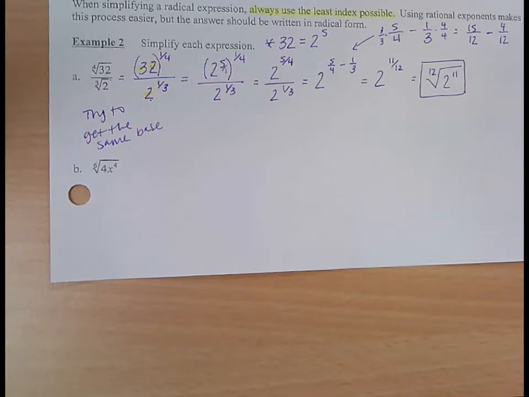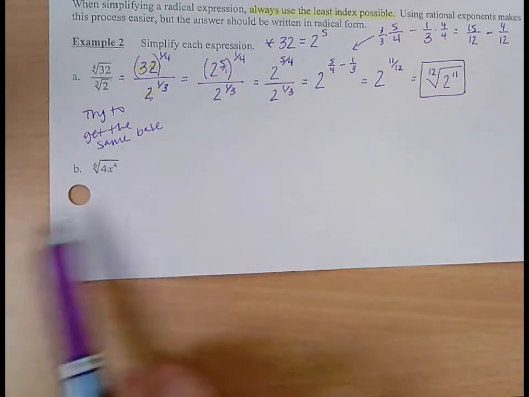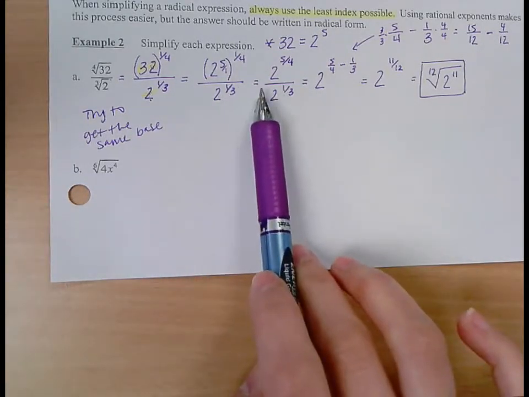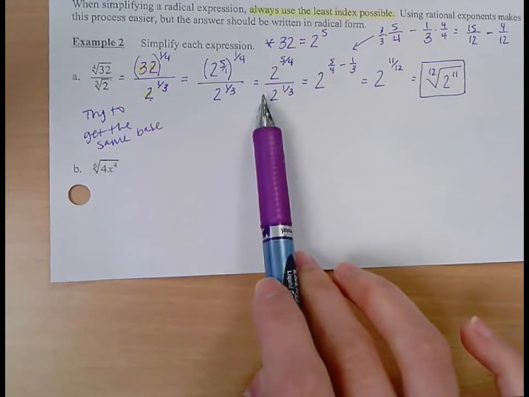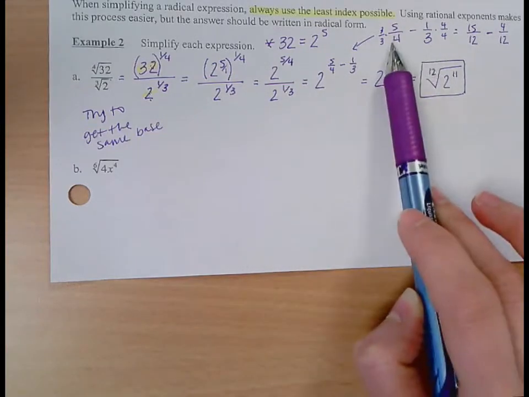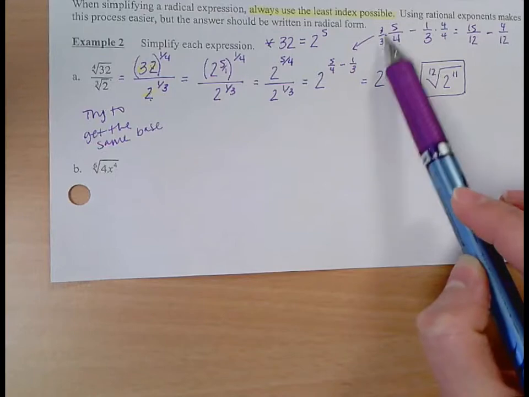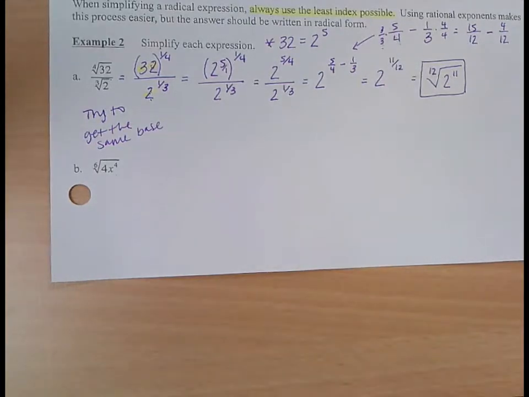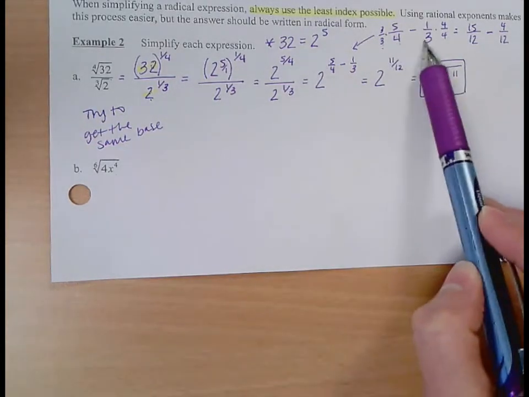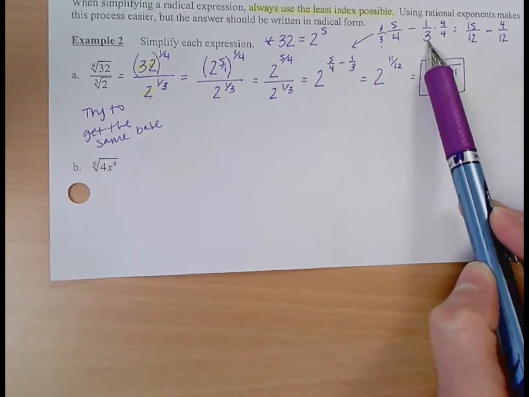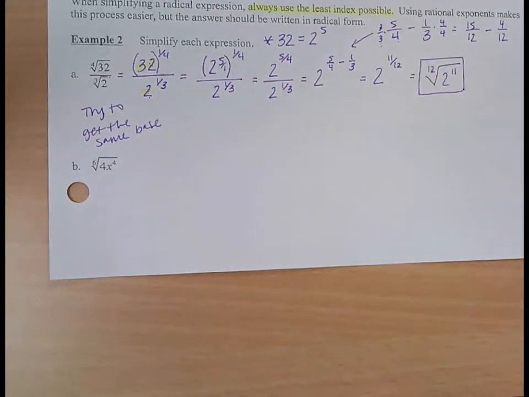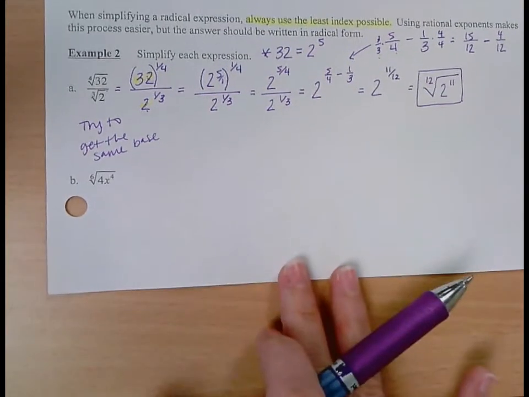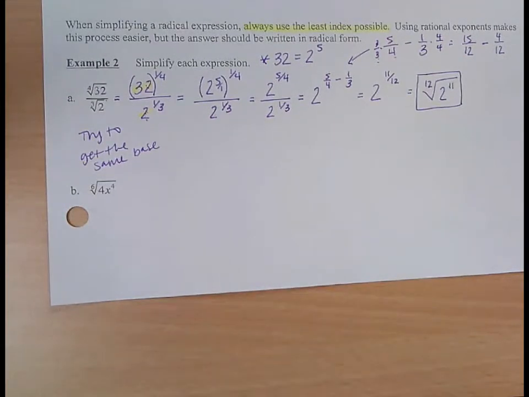Was there a question? Up here? I multiplied the 5/4 by 3 over 3. So when you subtract fractions, you need a common denominator. So I needed both denominators to be 12. Okay, other questions before we move on?